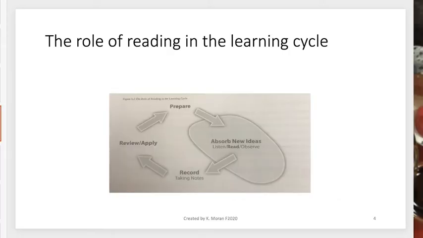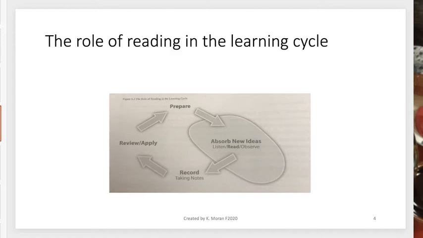When we look at reading in the learning cycle, we look at the role of reading. And we talked about the learning cycle before, and the learning cycle consists of preparing, absorbing new ideas, recording our ideas, and reviewing and applying that information. And the cycle continues. It's a continual circle.